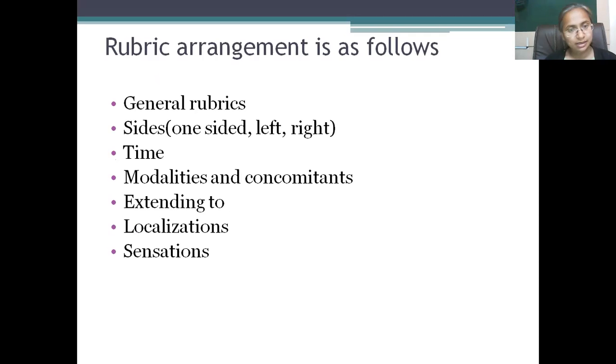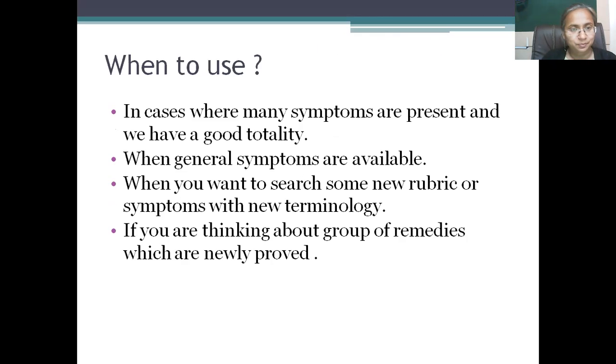So rubric arrangement is also very simple. You will get the general rubric, then you will get the sides of that rubric. Suppose you are looking for a pain symptom, then you will get pain, and then sides, whether left or right, then at what time it gets aggravated or ameliorated, then modalities, and then associated or concomitant symptoms, and then the peculiar symptoms, like whether it is extending to some part, where it is localized, and what kind of sensation comes in the last. So the first thing you will see in the repertory is general rubrics, then sides, then time, then modalities, and then localization and sensation.